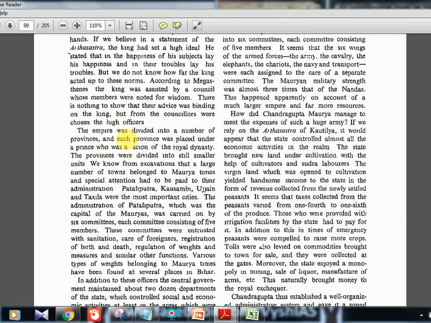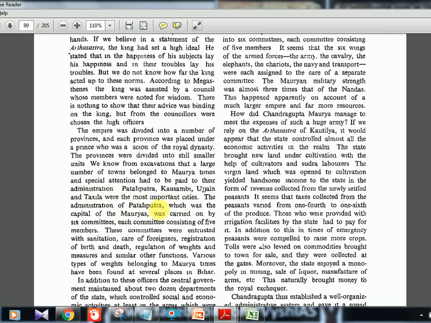The empire was divided into a number of provinces, and each province was placed under a prince who was a scion of the royal dynasty. The provinces were divided into still smaller units. We know from excavation that a large number of towns belonged to Mauryan times, and special attention had to be paid to their administration. Pataliputra, Kausambi, Ujjain and Taxila were all important cities under Mauryan rule.